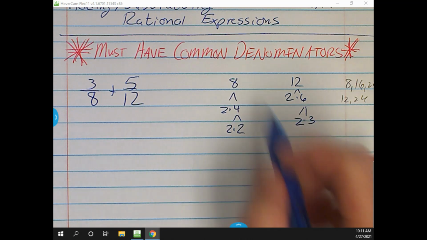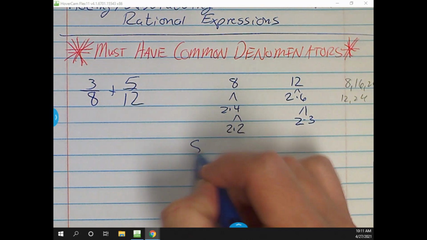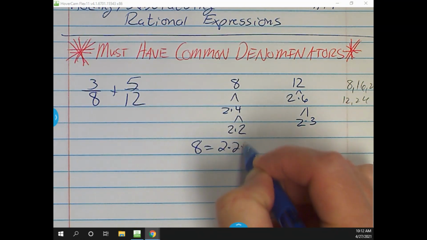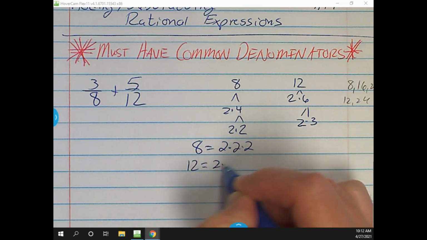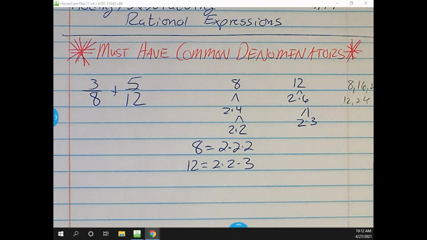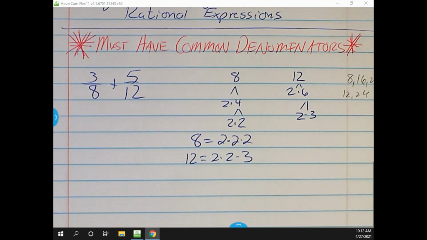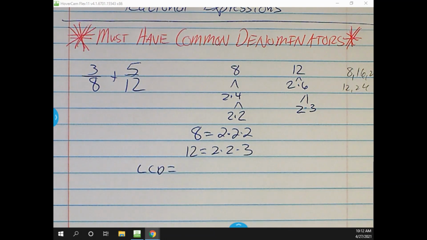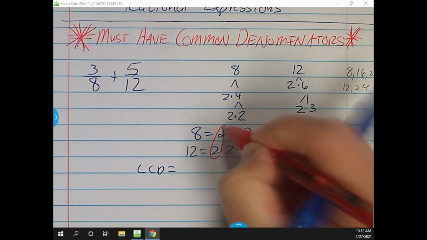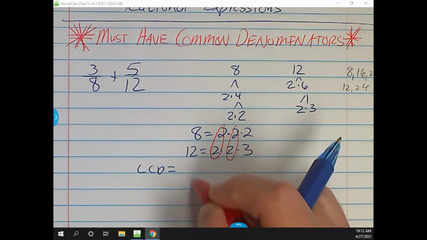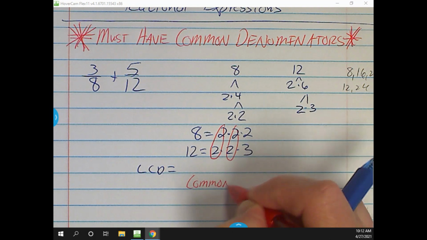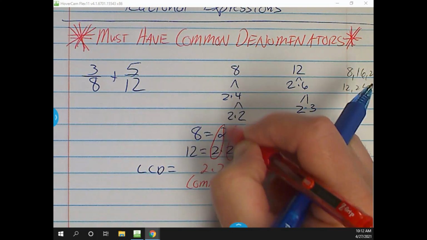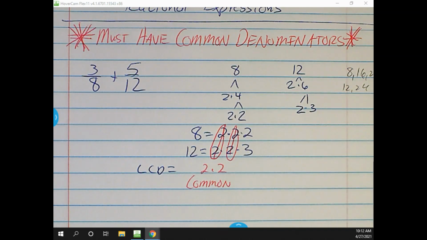You're going to have to go more this way with it. So 8, if you wrote it out, would be 2 times 2 times 2. 12 was 2 times 2 times 3. One way you could get least common denominators back then, and I don't know if anybody ever taught you this way, is that you would tell me what they have in common. Well, they have a 2 here and they have a 2 here. So we have 2 times 2, which they both have in common.